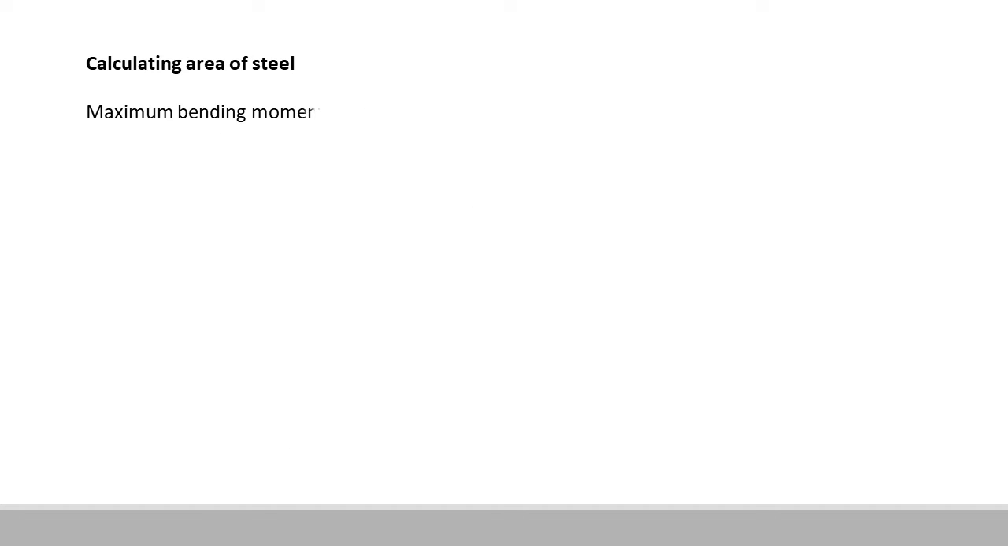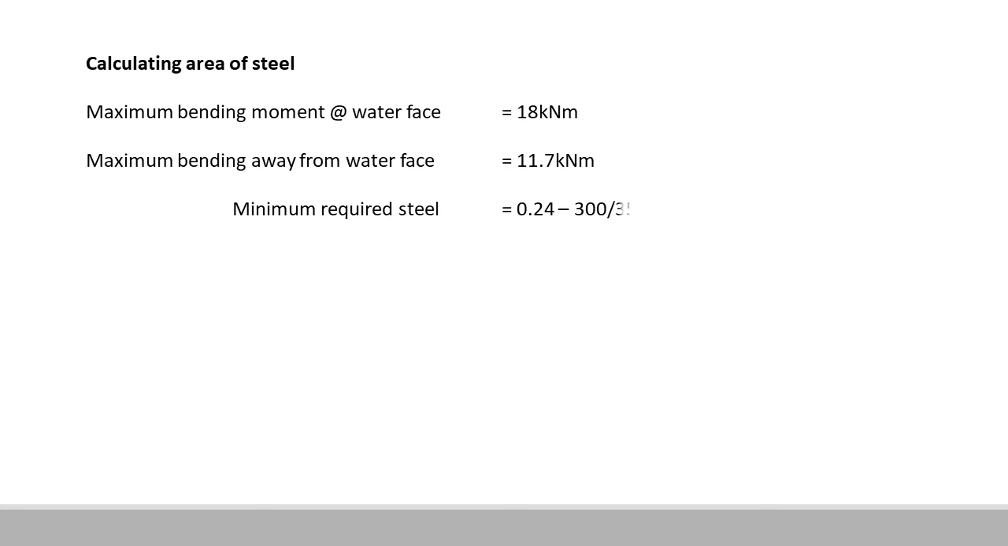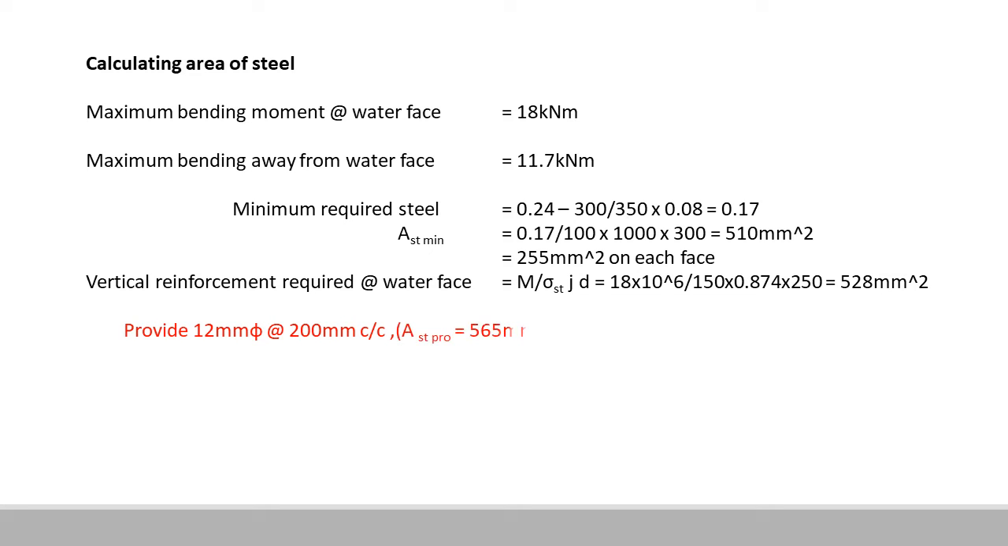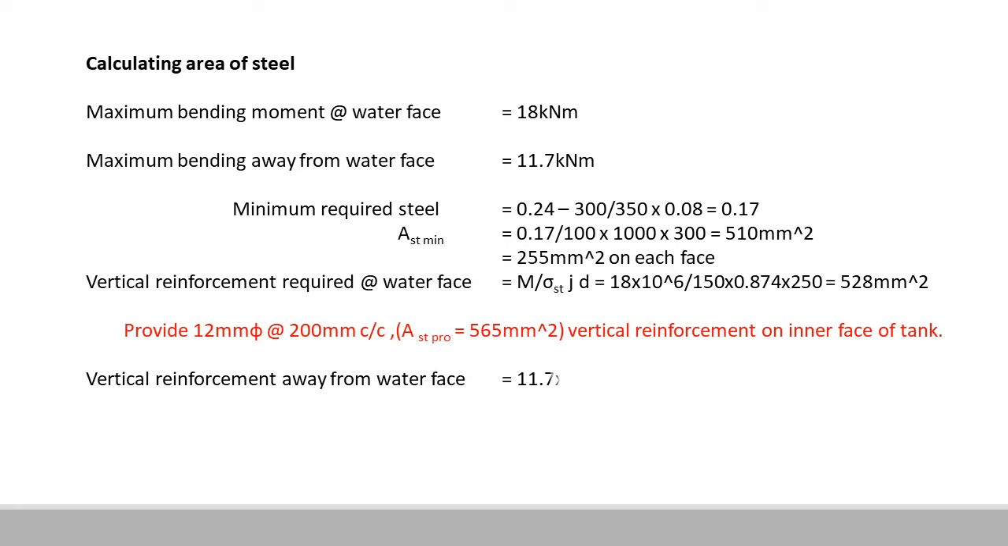Then calculating area of steel. So bending moment at water phase, at water phase means near water phase, this is 18 kilonewton meter. Then bending moment away from water phase means 11.7 kilonewton meter. Then minimum required steel: the ASD is equal to 0.17 percentage of cross section of area. You got the answer 255 mm square on each phase.